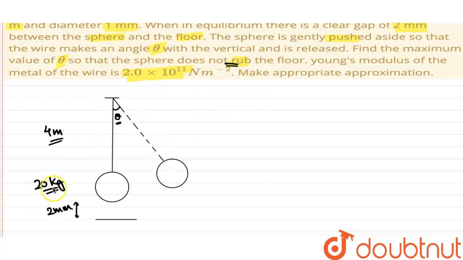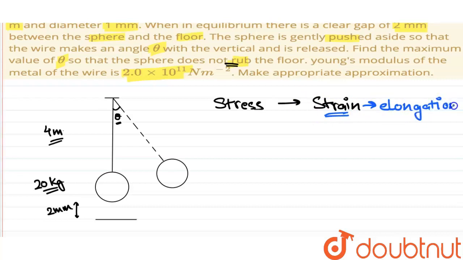Basically, what will happen because of this mass, there is a force acting on the string of 4 meter length, and because of this stress, a strain will be induced on the string, and now this strain will cause elongation of the length of the wire. Now we have to make sure that this elongation is only up to 2 mm so that the ball just gently rubs the floor. Okay. And Young modulus of the wire is given.